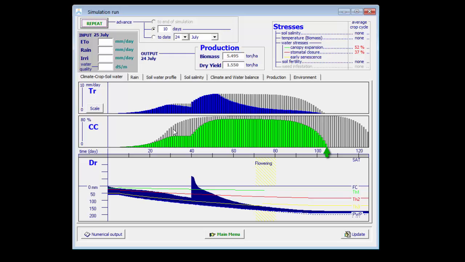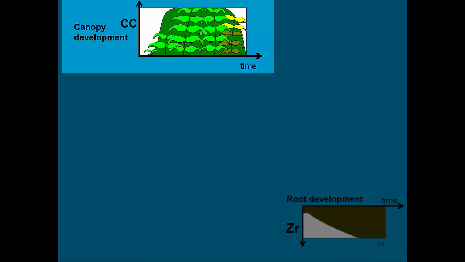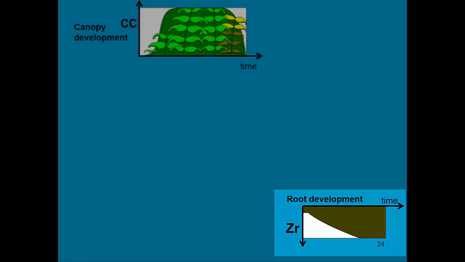In gray, it is indicated how the canopy cover should have developed, while in green, the real canopy cover is simulated, how it develops in this particular environment. When starting a simulation, you select a crop and you know how the canopy development will be for non-limiting conditions, as well as how the root development should expand when there are no water stresses.